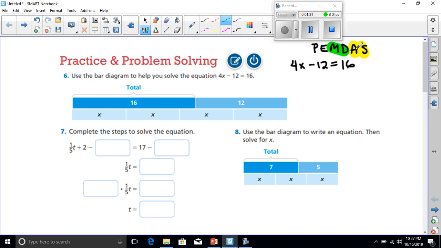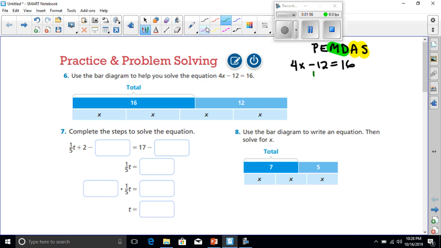The addition here and subtraction is the negative 12. The multiplication is the 4 times x. So I have to do the negative 12 first because I'm subtracting. Now remember, I have to do the opposite operation of whatever I see there, because when I'm solving equations, I do everything backwards. I do PEMDAS backwards, and I do the operations backwards. So if I have negative 12, the inverse is going to be positive 12.